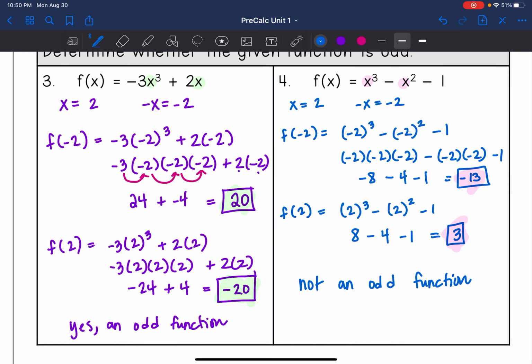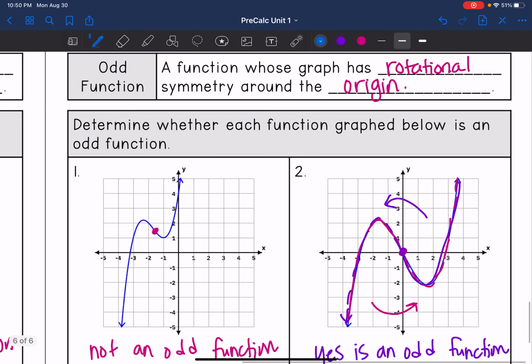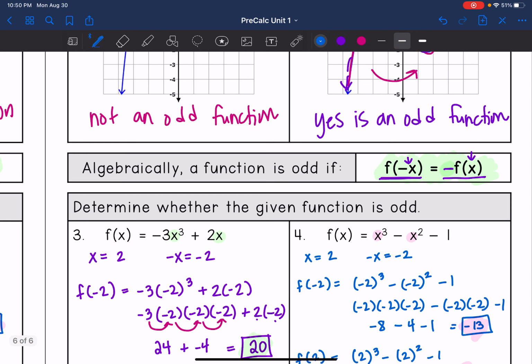Okay, and that's everything about the odds. So for odd, it has to rotate around the origin. That's a really big part of a graph. And when you do it algebraically, let me erase so we can see it better. If I plug in a negative value and I plug in a positive value, their outputs will be the same number, but a positive and a negative one.